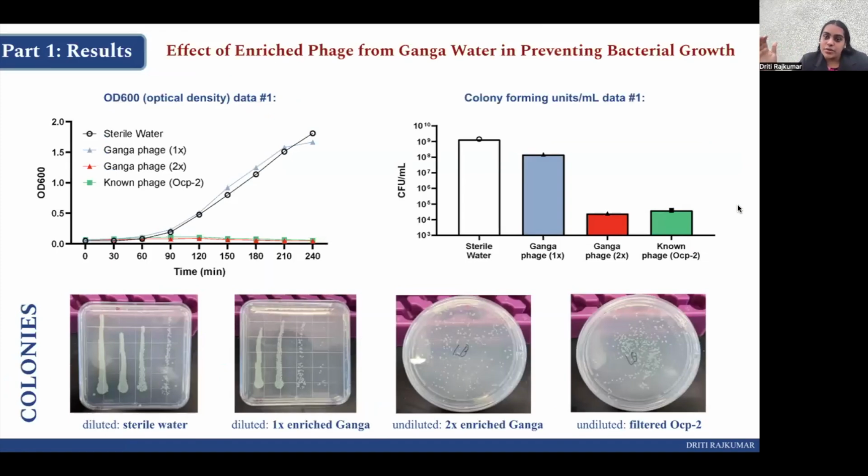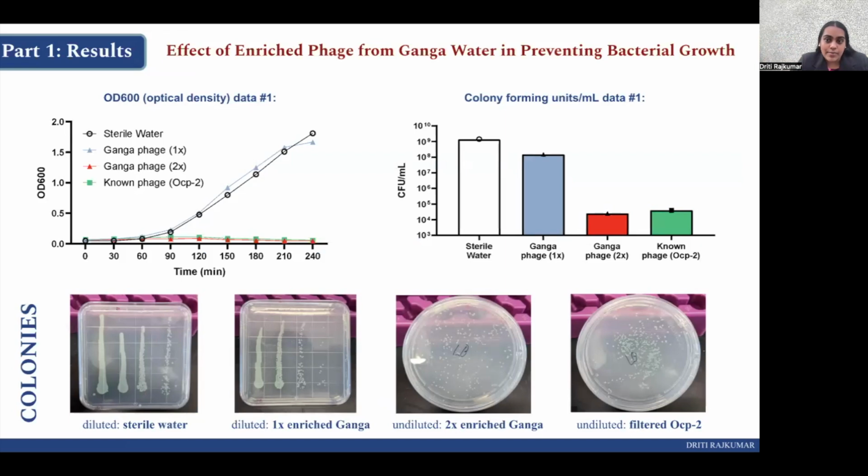Part one of my experiment involved an OD600 where I took the OD over 4 hours of 4 solutions: sterile water, Ganga phage enriched once, Ganga phage enriched twice, and a known phage from Case Western called OCP2. And the results showed from the OD that the Ganga phage enriched twice and the known phage had the best results in killing bacteria over time.